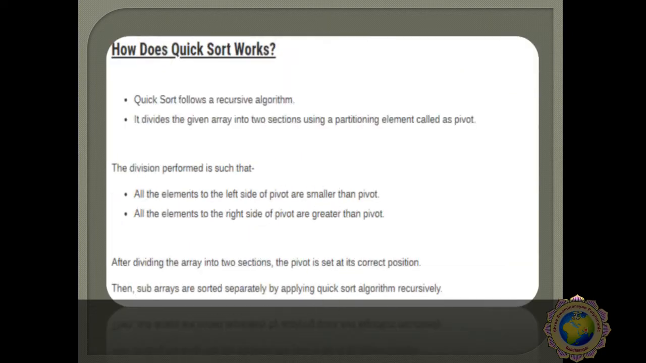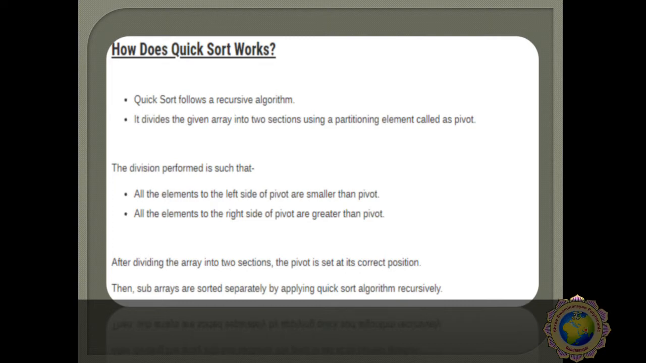Next, how does quicksort work? Quicksort follows a recursive algorithm. It divides the given array into two sections using a partitioning element called a pivot. As we discussed in our theory lecture, the pivot finds the correct position of data. The division is performed in such a way that all the elements to the left side of the pivot are smaller than the pivot, and all the elements to the right side of the pivot are greater than the pivot. It means the data are divided into two parts.